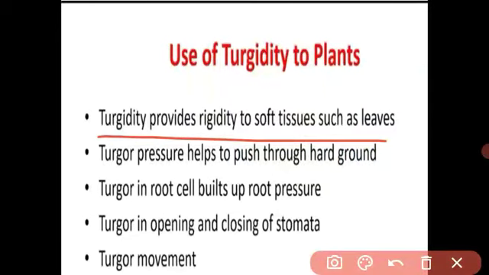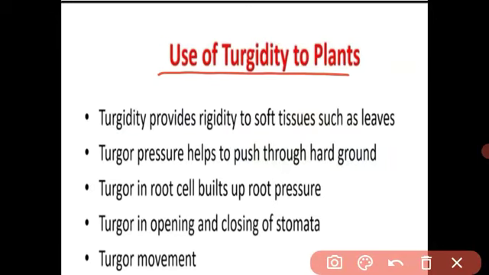In the afternoon also, look child, in the afternoon you see most of the leaves are wilting. Wilting means they droop. Why, child? Because in the hot sunny rays there is continuous transpiration and less water is being absorbed. At that time the cells are not swelling, the cells are not turgid, so the leaves are wilting. Understood? The most important use of turgidity in the plant: the turgor pressure helps to push through the hard ground.